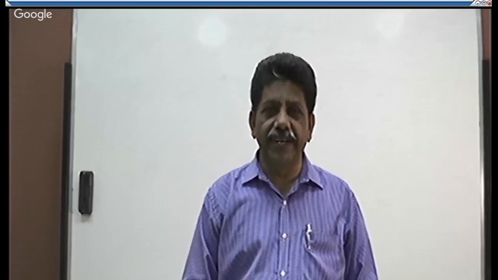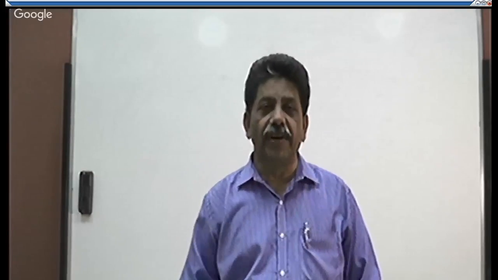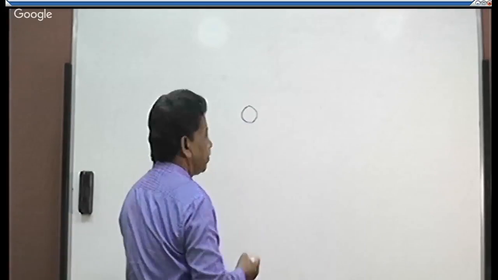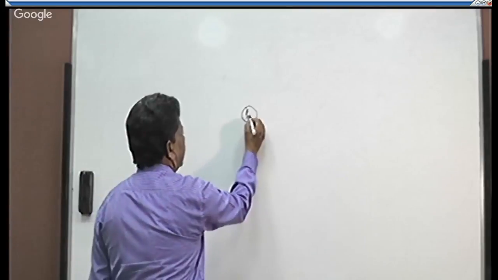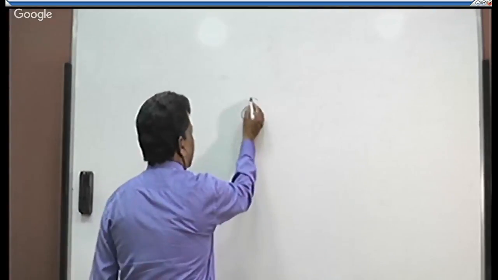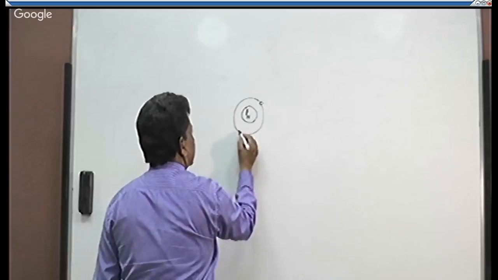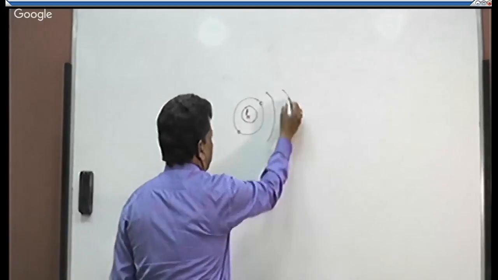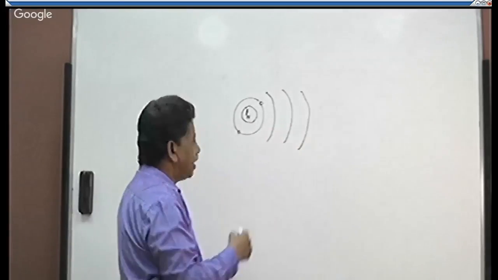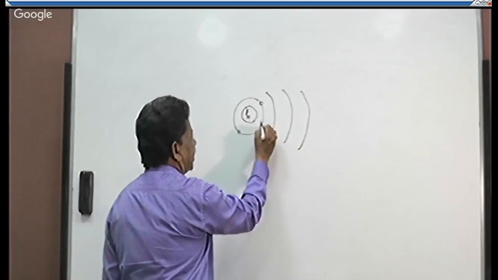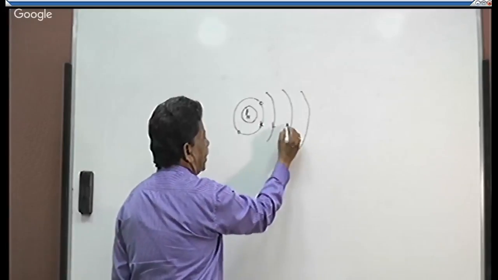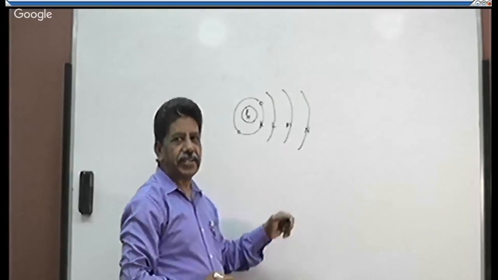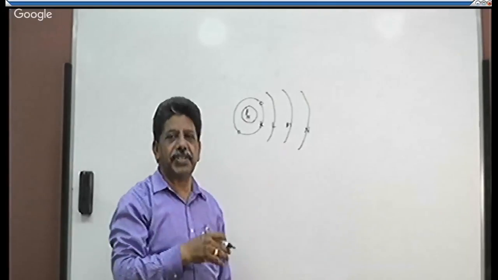We know for certain an atom consists of a central nucleus, which consists of protons and neutrons, and we know that electrons are revolving around the nucleus in different orbits. The first orbit we say it is K orbit, L orbit, M, N, and so on. Depending upon the number of electrons, we have different atomic structures.